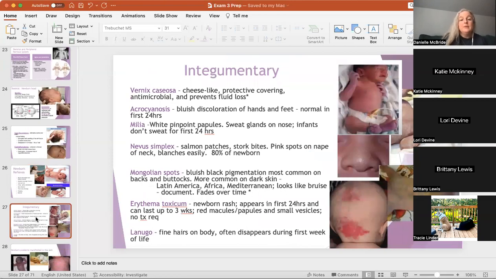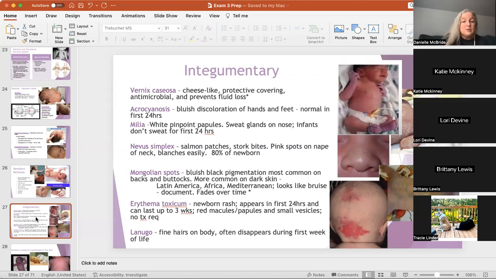All right, skin. So when we think about integumentary for our baby, there's so many different things that we're looking at and we're noticing. Most of them are normal. Okay, things like jaundice is a big one that I would be concerned about. Central cyanosis, I'd be concerned about, things like that. But these ones on the slide, these are things that are normal findings.